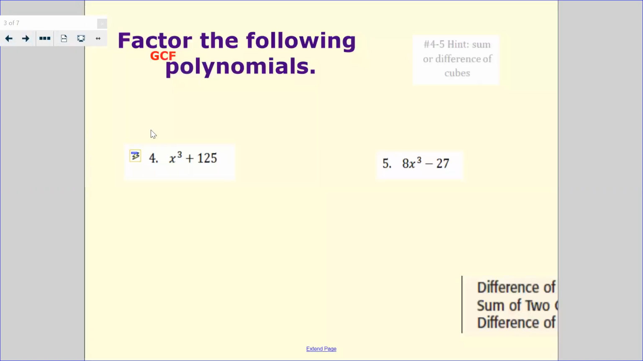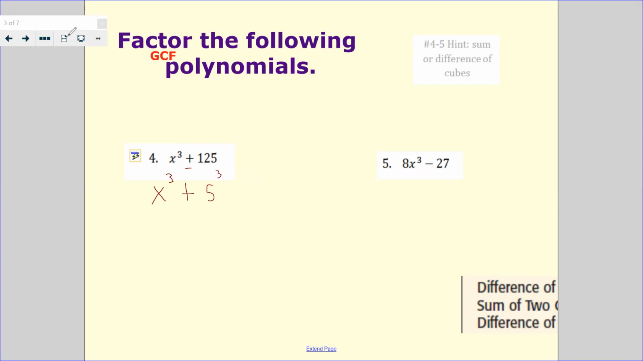All right, so here we go. I'm going to start with number 4, x to the third plus 125. The first thing I'm seeing is that it is a sum because we're adding. And I know this first piece is being cubed, so I'm going to try to rewrite 125 as something that's getting raised to the third power. So that something is 5. 5 to the third power is equivalent to 125.